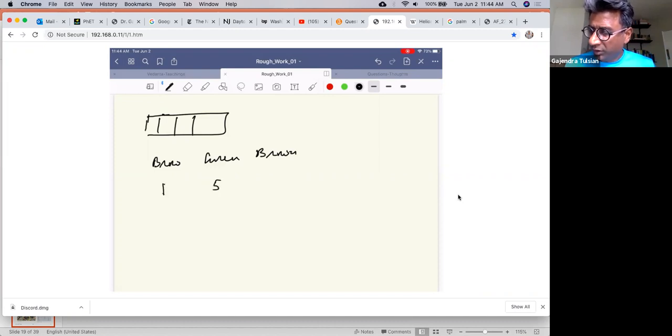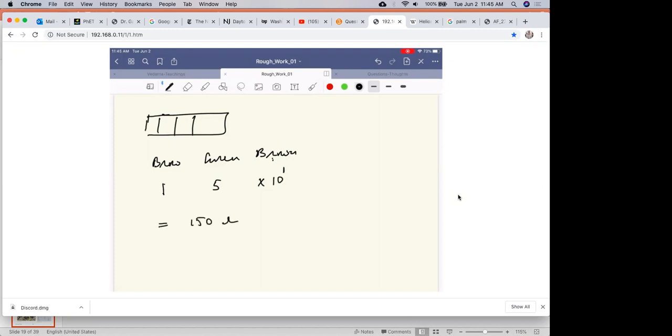I'll show you the table in a second. So the first two bands give you the first two digits, and the third band is the power of 10 you multiply with that digit. Brown is associated with 1, so the last band tells you the power of 10 you multiply it with. So this is 15 times 10, which is 150 ohms. That's the value of the resistor.